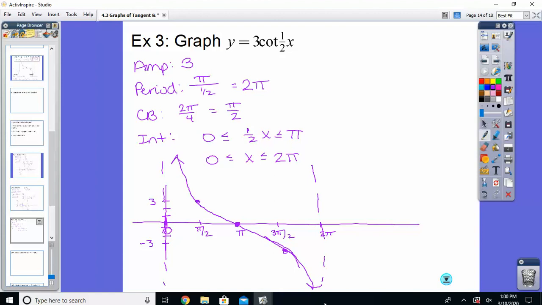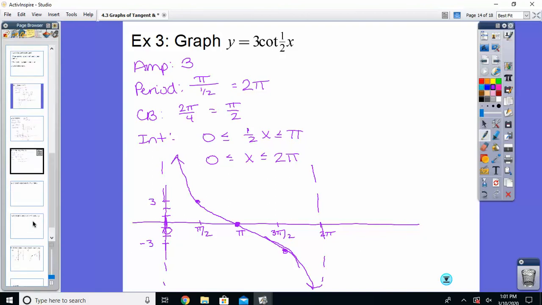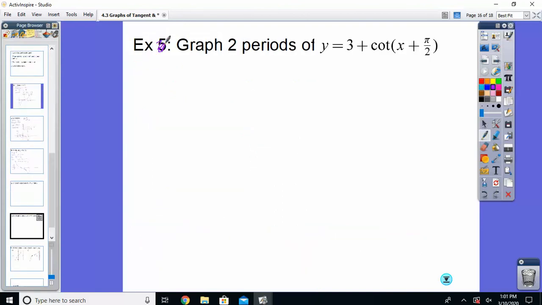How do you guys feel about this? So, are you okay with it? Nobody answers, I'm going to assume that means yes. Let's do a harder one and see how we feel. Throw everything in here. I want 2 periods of y equals 3 plus the cotangent of x plus pi over 2.